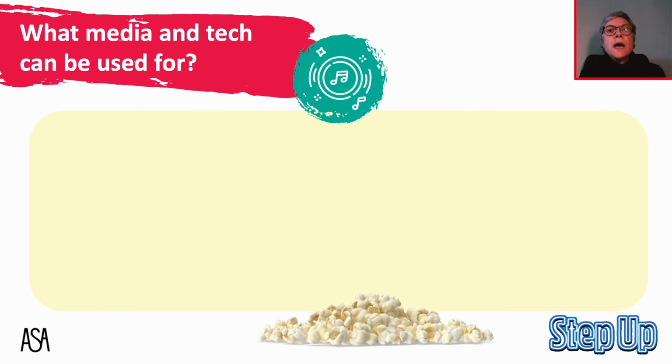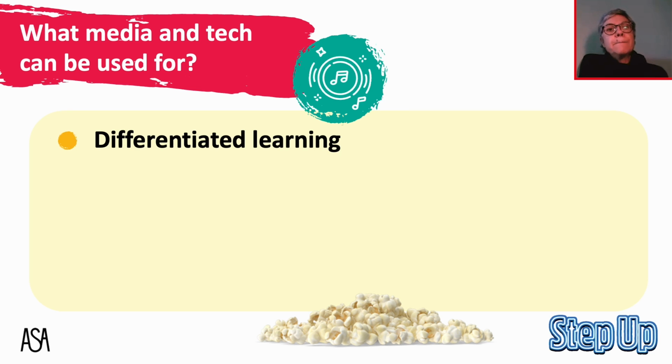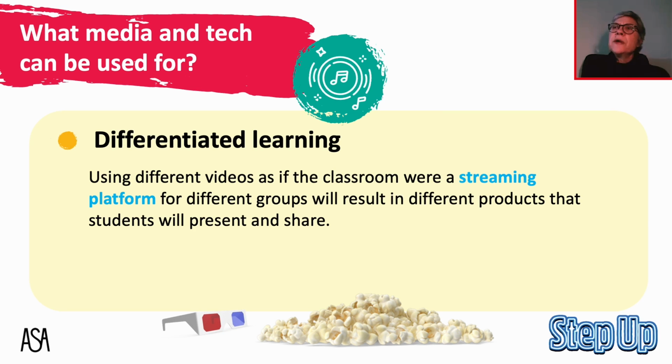You could also use, for instance, media and tech for differentiated learning. You will find that this year in Step Up 11, we have an interesting suggestion about how to use video in a sort of streaming concept. If you use different videos in the classroom and you use them as if they were part of a streaming platform, different videos for different groups, this will result in different products and different content creating that students will present and share.